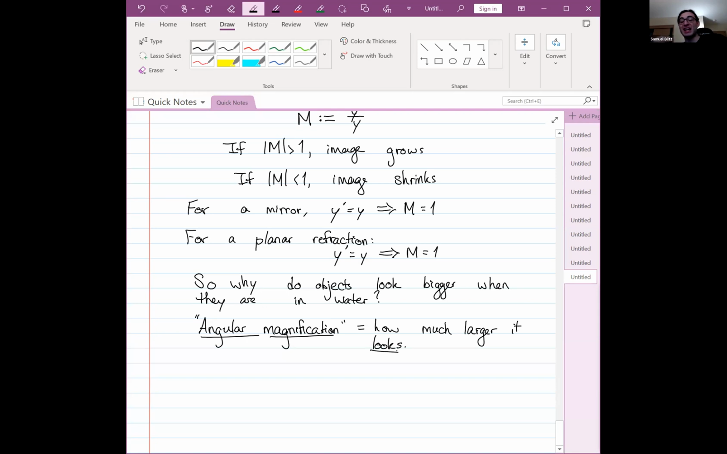So an image has an actual size. You can treat an image almost like a real thing. It has a size. But even if its size is the same as the object, it doesn't mean it'll look the same size. The reason is that the angular magnification tells us how much of your field of view an object takes up. Like if I put this pen right next to my right eye and close my left eye, it takes up a significant fraction of my field of view, right?